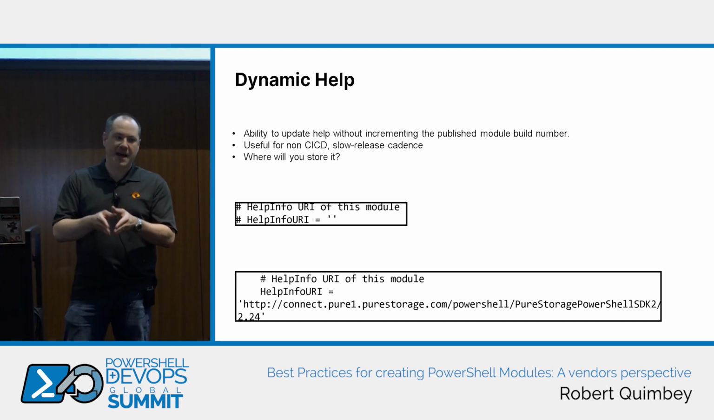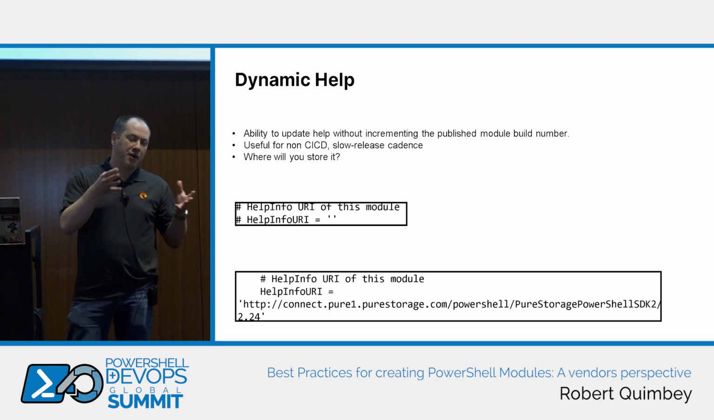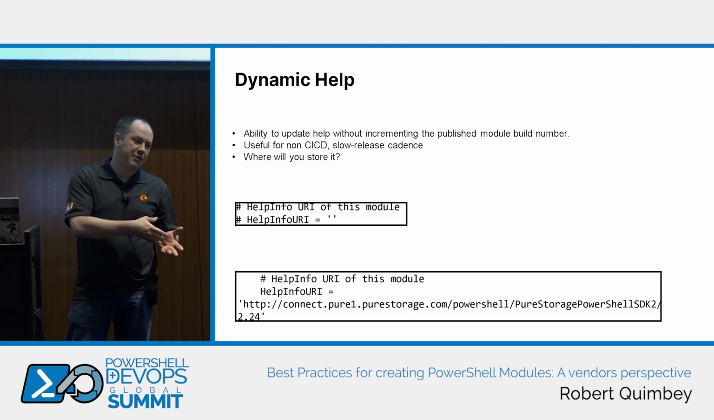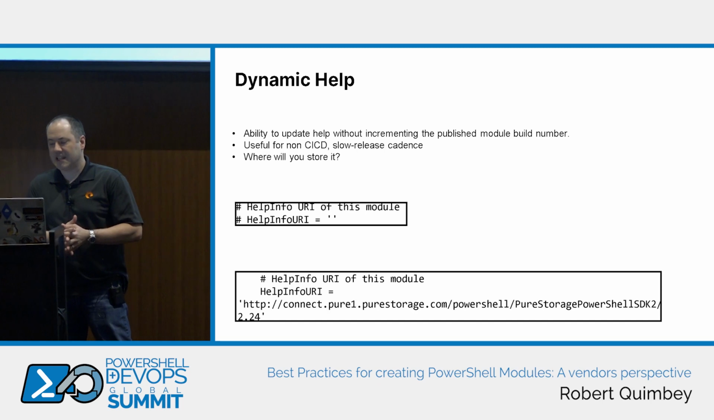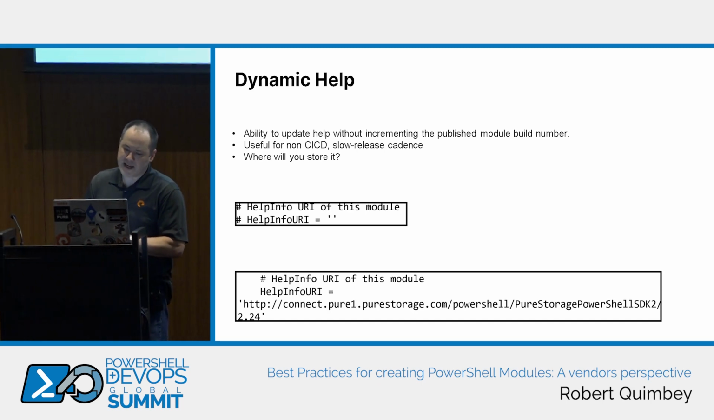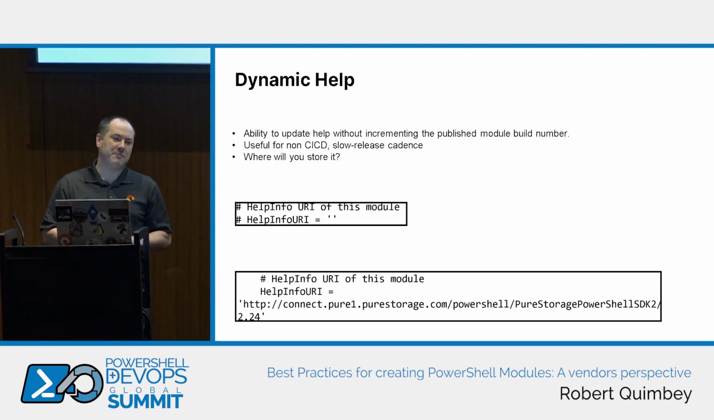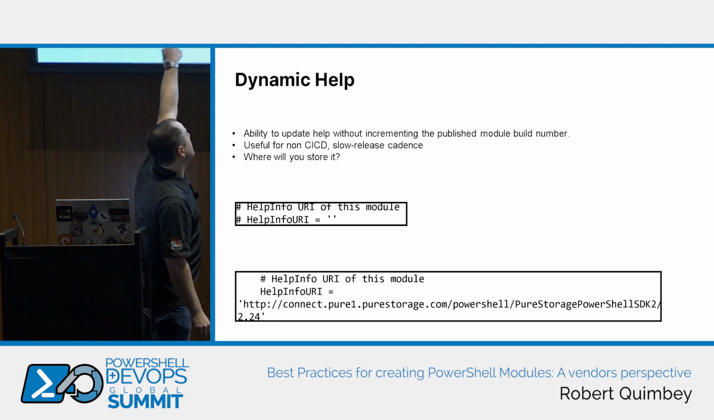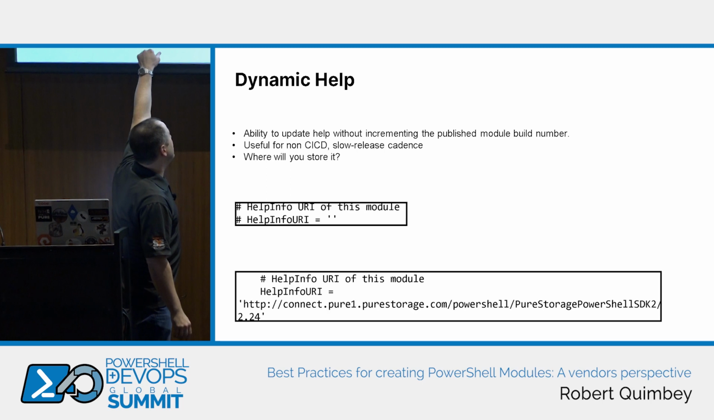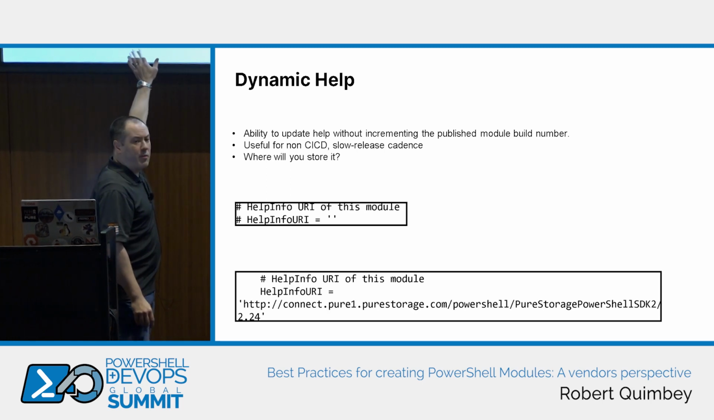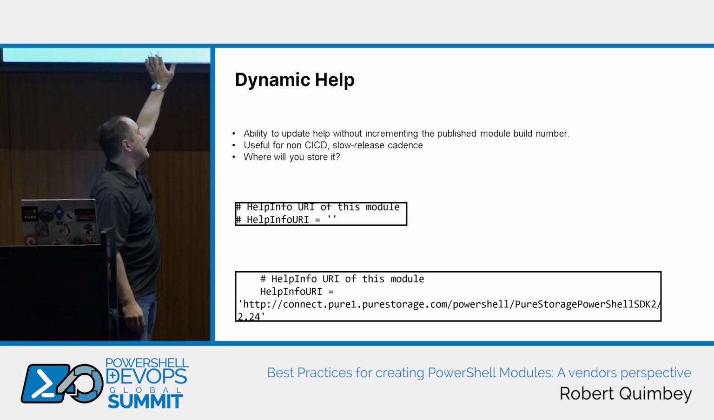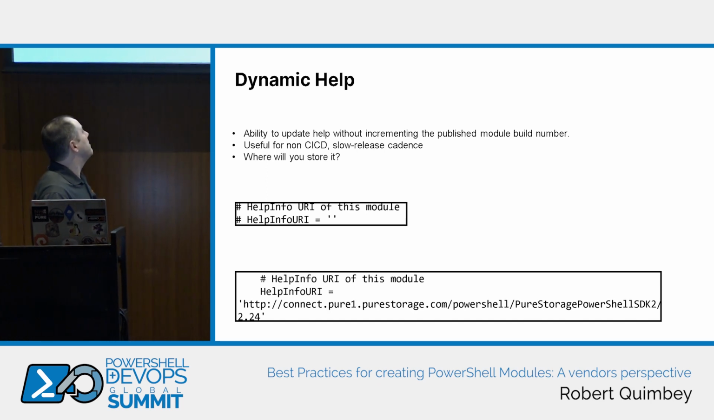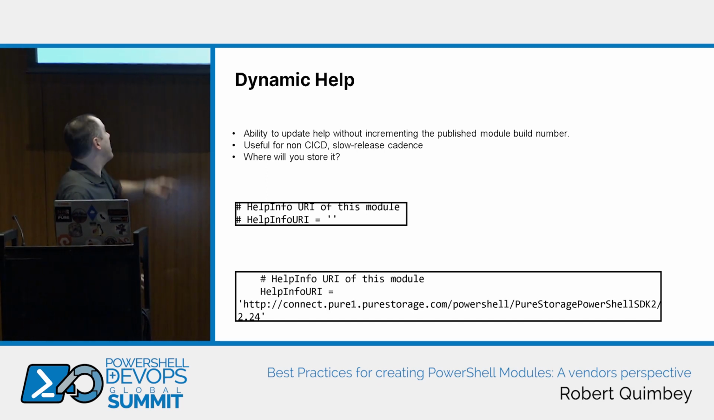So there are modules where that would make a lot of sense. There are also some modules that are released on a very quick cadence. If you're releasing updates to your module on a very short interval, then you might not need dynamic help, and you'd rather just update the module. One of the things we'll find is this is the default in your manifest, the HelpInfoURI. And here is one of our modules where we do support dynamic help. The lesson learned would be: where is this?